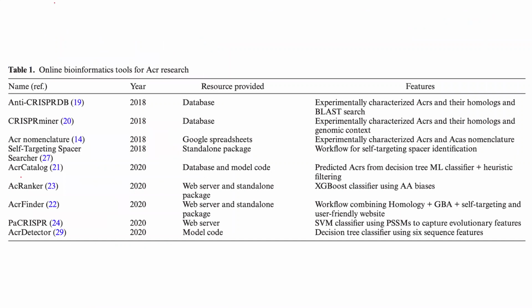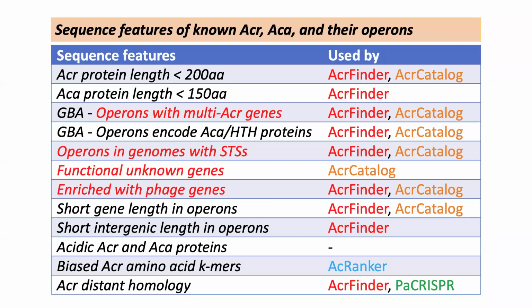As of today, there are 9 online bioinformatics tools for ACR research. In addition to AcrFinder, there are 2 other programs, AcrRanker and PaCRISPR, that also allow automated ACR discovery given protein sequences or genome sequence. However, AcrFinder is the only one focused on ACR-ACA operon identification. Three tools use machine learning: AcrCatalog, AcrRanker, and PaCRISPR. So let's come back to this table.